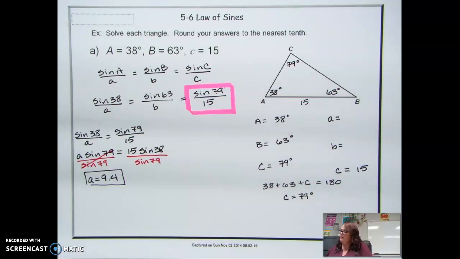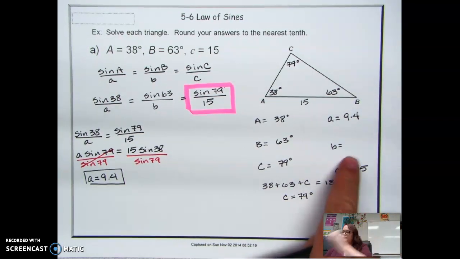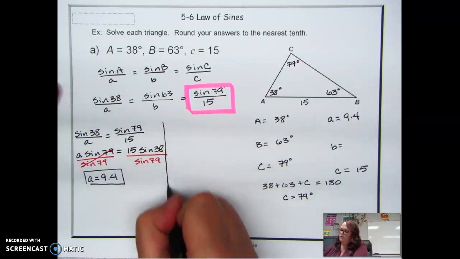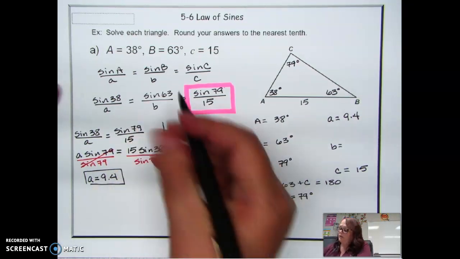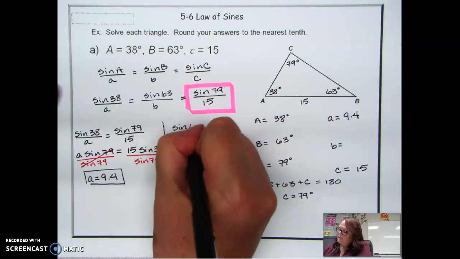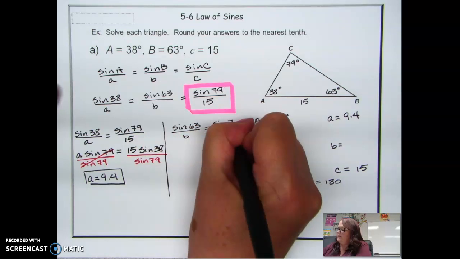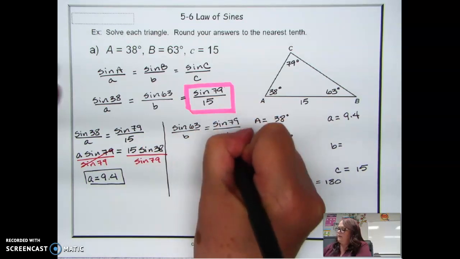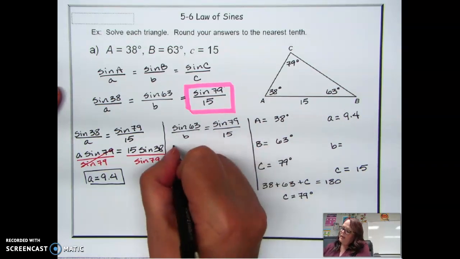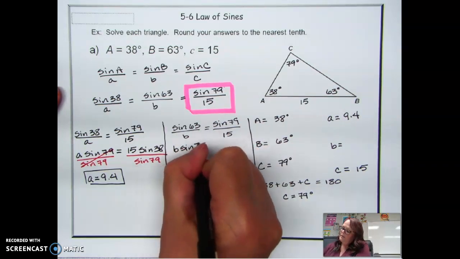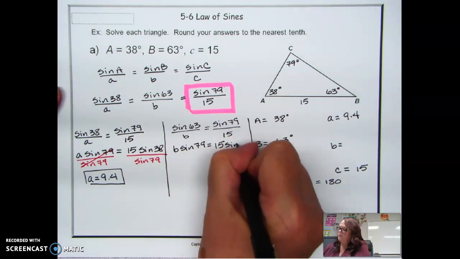Okay, so I'm going to fill that in over here. So I've got one more number to find, so I'll put a little line here so I don't get confused. So to find B, I still want to use my anchor. So I'm going to say the sine of 63 over little b is equal to the sine of 79 over 15. And so if I cross multiply, I have b times the sine of 79 is equal to 15 times the sine of 63.